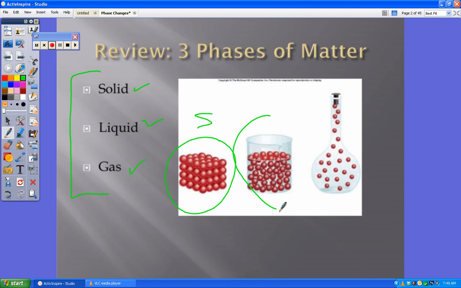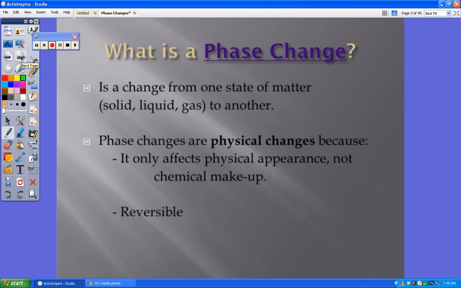Solid, here, liquid, here is the gas. So you can see there's a couple different characteristics of these. Solids are rigid, liquids have fluidity to them, and gases fill the container completely with their particles. So phase changes is going from solid to a liquid, or solid to possibly a gas, or a liquid to a gas, or vice versa. So these changes occur between states of matter.